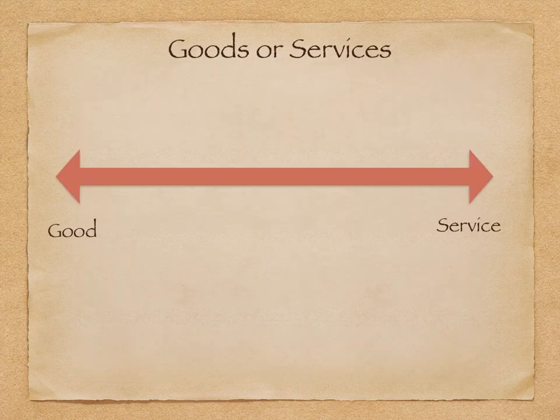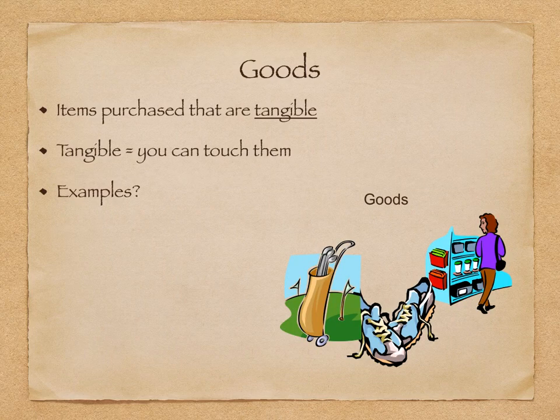A business can be defined by the goods that it produces or the services that it offers. Goods are items that are purchased that are tangible, which means that you can touch them. Look around you and write down some examples of goods that you have purchased.